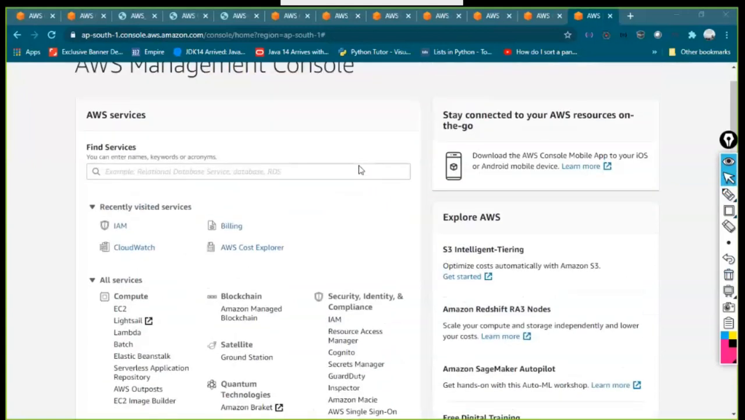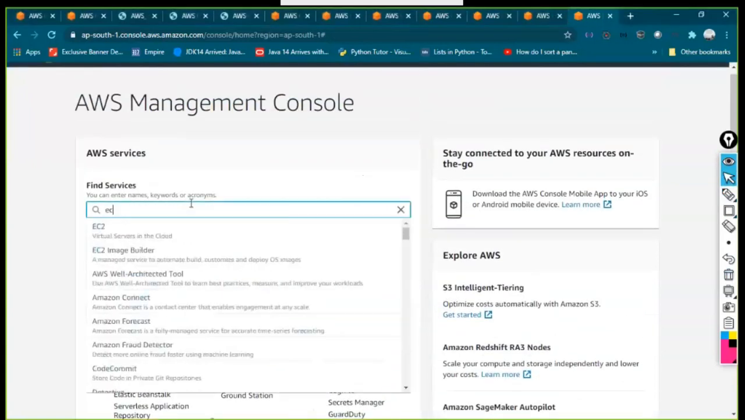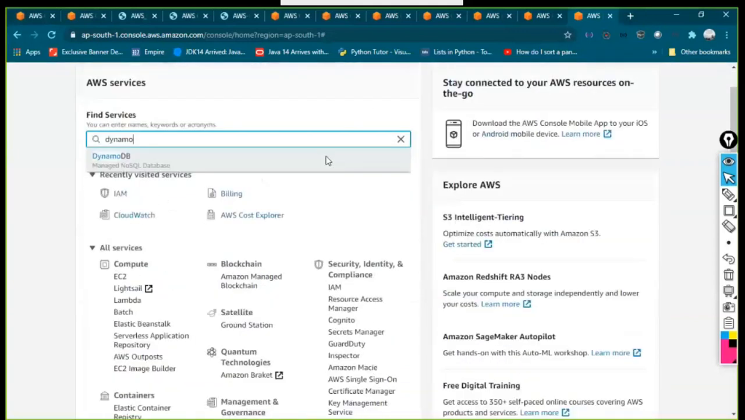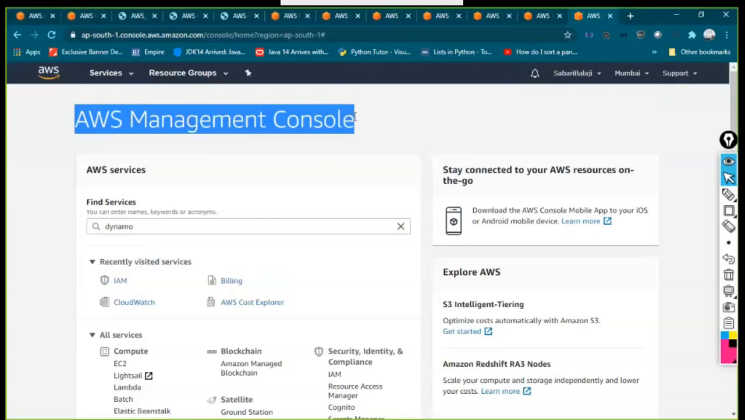If you want to search for any of the services, you can go here and type EC2. You get that. If you want to search for DynamoDB, you get it. It's a managed NoSQL database. Managed means AWS will take care of the management of such services. So here you can see this is what we call the AWS Management Console.